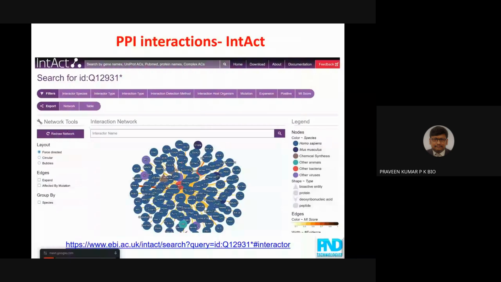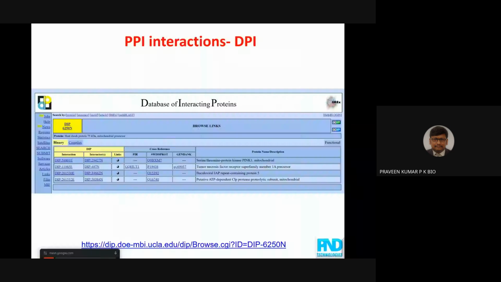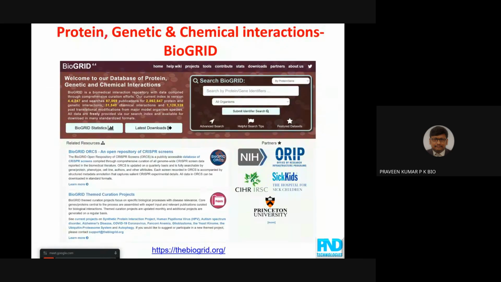So this is another database. The next is the Database of Interacting Proteins, DIP. The URL is dip.doe-mbi.ucla.edu. Here you have to search for a particular target, and for a particular hub protein target, we can see the interacting proteins information, the protein name, description, etc. All these things are found.